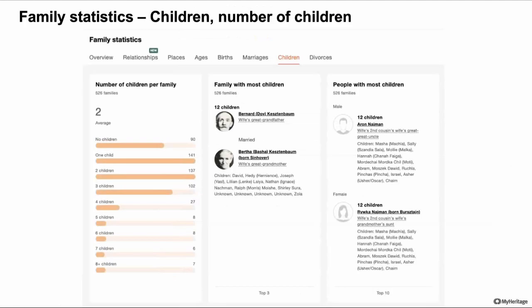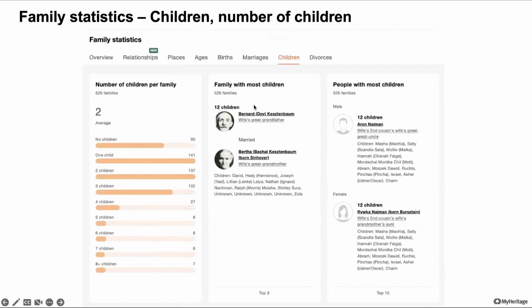Okay, going back to the pages of the family statistics, and let's get to children. So children, talk about children in families, what's going on there. The first chart shows how many children per family I have in my tree. I have 90 couples without children. I have 141 with 1 child. I have 137 with 2 children, and so on, going down to 7 with 8 or more children.